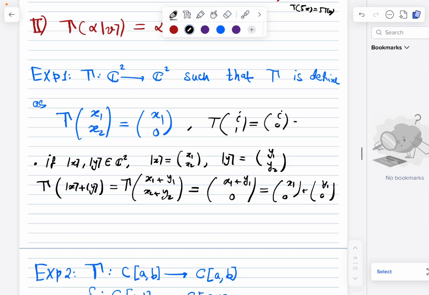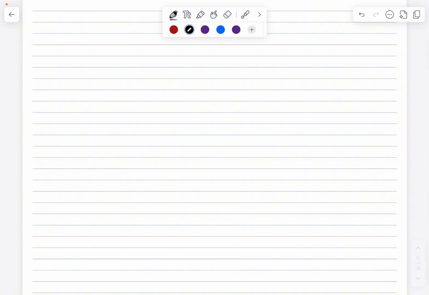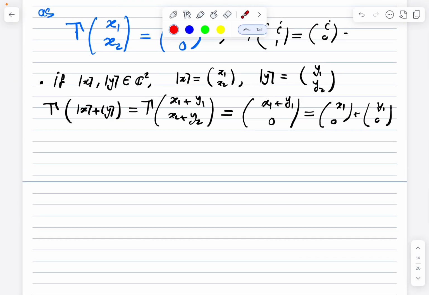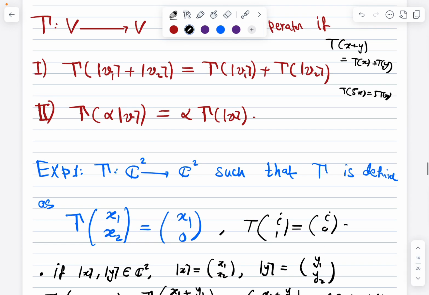But note the following. Let me add a page here. So this is basically what? It is T when we apply it on the vector x, and here we have T when we apply it on the vector y. So this can be written as T of x plus T of y. So indeed it satisfies the first property.